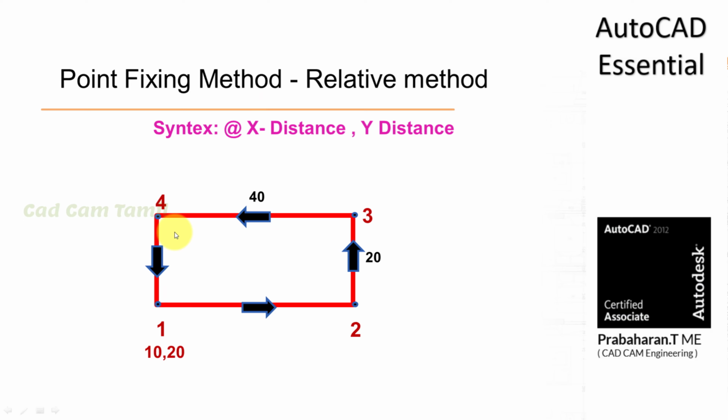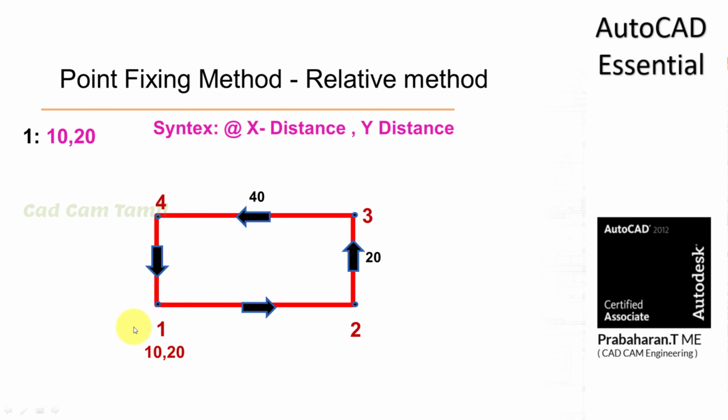Let me take the first point, 10, 20. As I said before, the relative method uses at the rate of x distance, y distance. Here I cannot use at, because if I use at the rate, I should have some points before that. This is my first point and I don't have any point before it, so it must be an absolute point. So 10, 20.